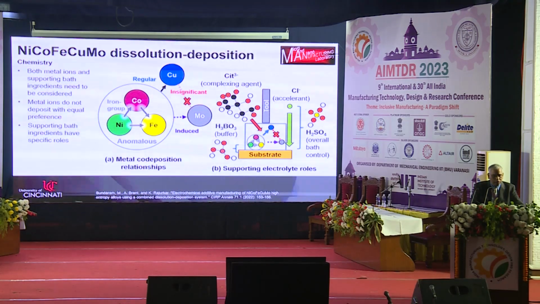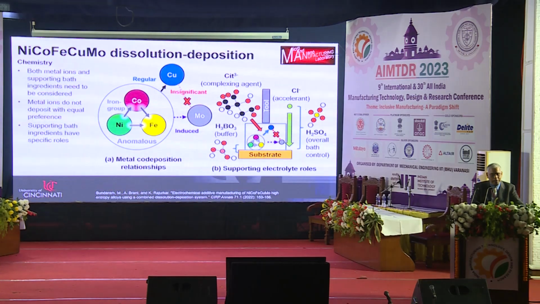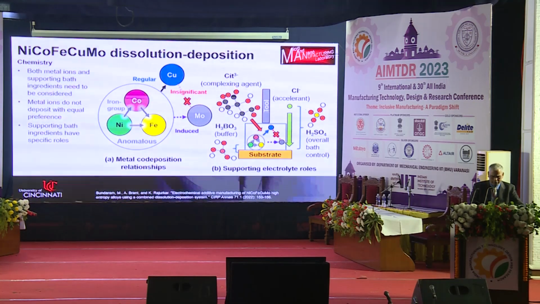And even within this iron group, you can have some preference. Iron will deposit much faster than copper. Nickel is the most challenging. So you have to have a very good understanding of the chemistry. There are a lot of ways you can do that. You have to understand the role of each and every component.